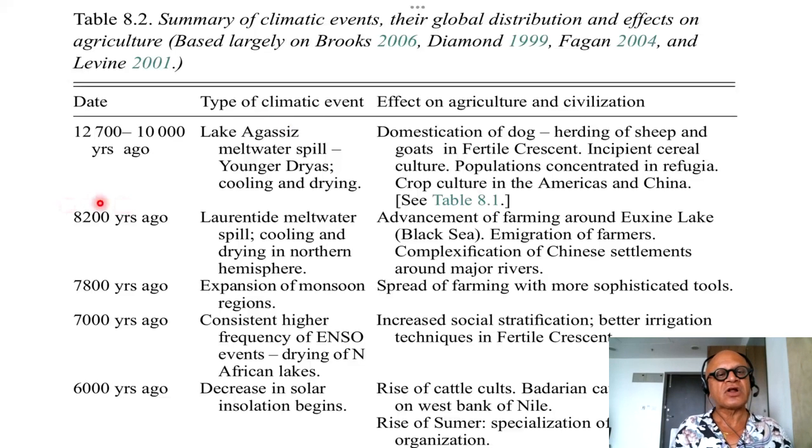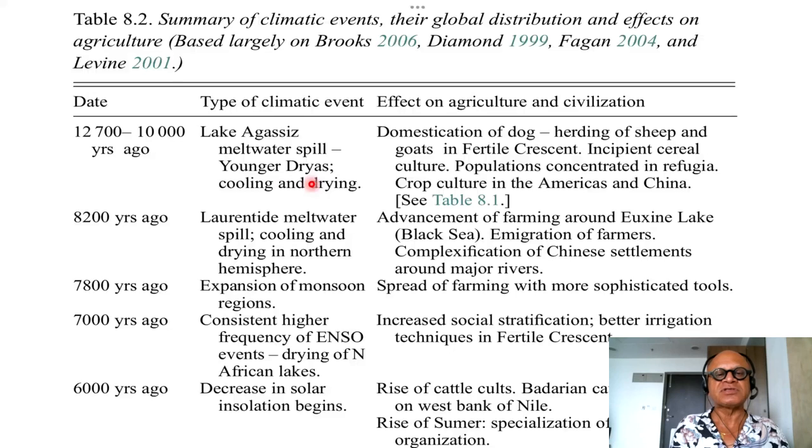Okay, so let's start again at the tail end of the last glacial maximum, 12,000 years to 10,000 years ago, and climatic event, type of climatic event and effect on agriculture and civilization. I will read through them just so that we remind ourselves of the details of what we've been talking about.